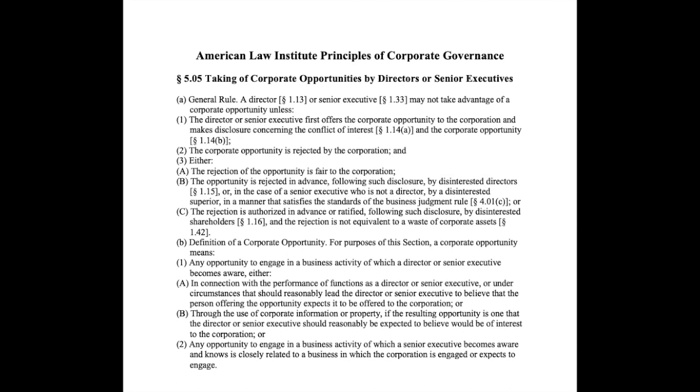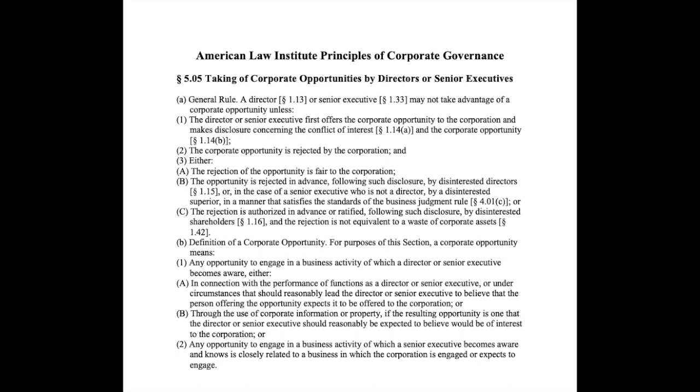Generally speaking, a director or senior executive may not take advantage of a corporate opportunity unless one of three things is true. First, the director or senior executive first offers the corporate opportunity to the corporation and makes disclosure concerning the conflict of interest and the corporate opportunity. Then the next thing has to happen. The corporate opportunity is rejected by the corporation. And third, either the rejection of the opportunity is fair to the corporation, or the opportunity is rejected in advance following disclosure by disinterested directors, or, in the case of a senior executive, by their boss.